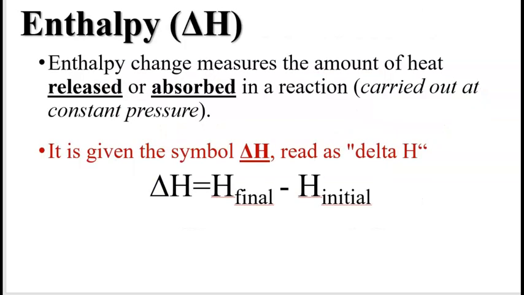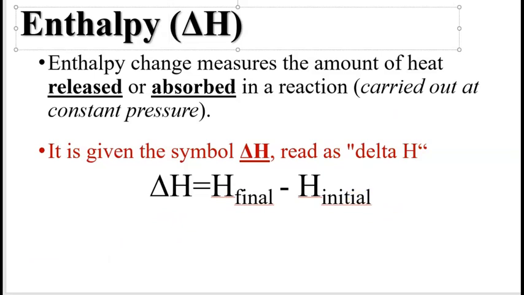So now we're going to talk about something called enthalpy. We explain this by something called delta H. So what does the delta H mean? Well, enthalpy is just measuring the amount of heat released or absorbed in a reaction, and it is given by the symbol delta H. So this is a Greek letter delta, and we read it delta H.